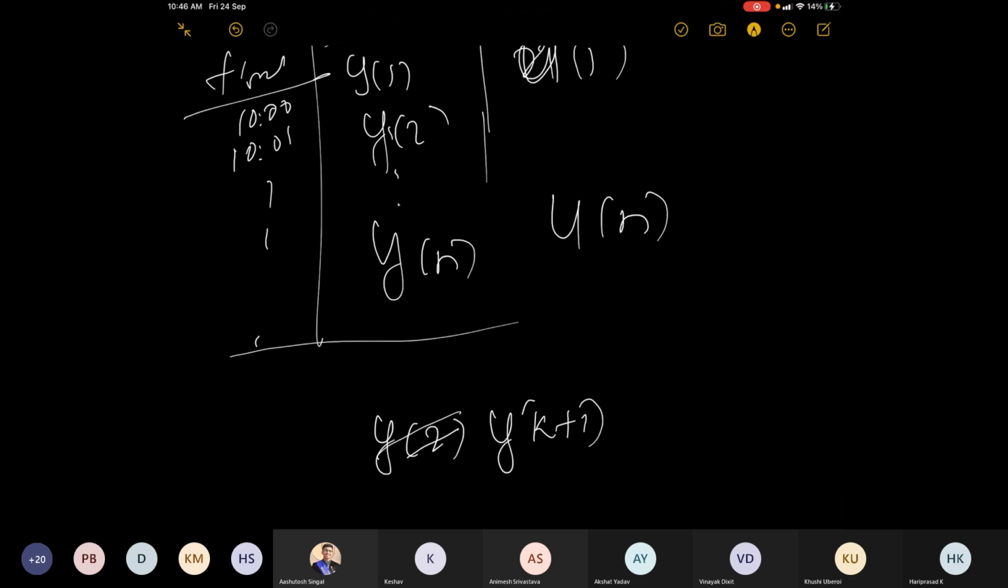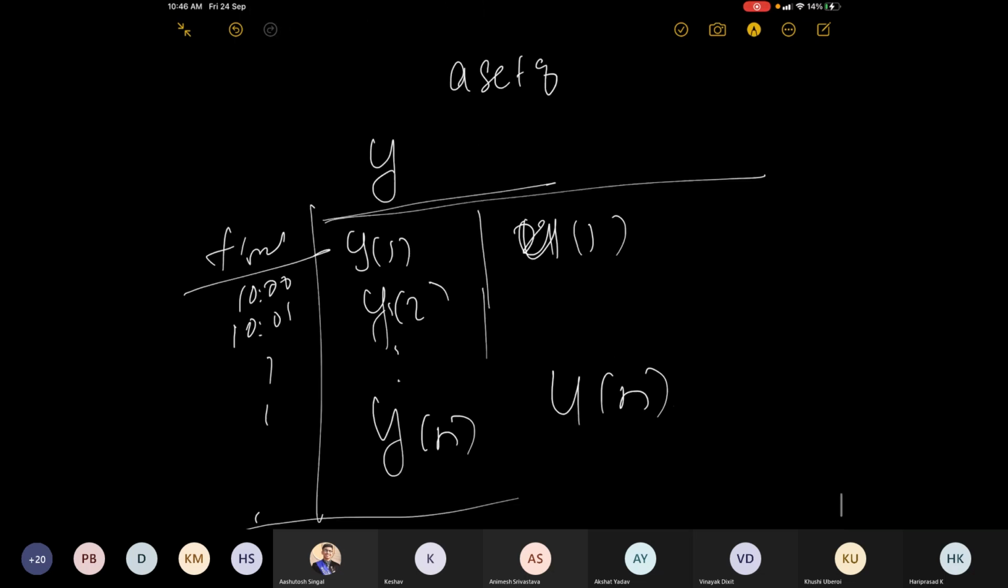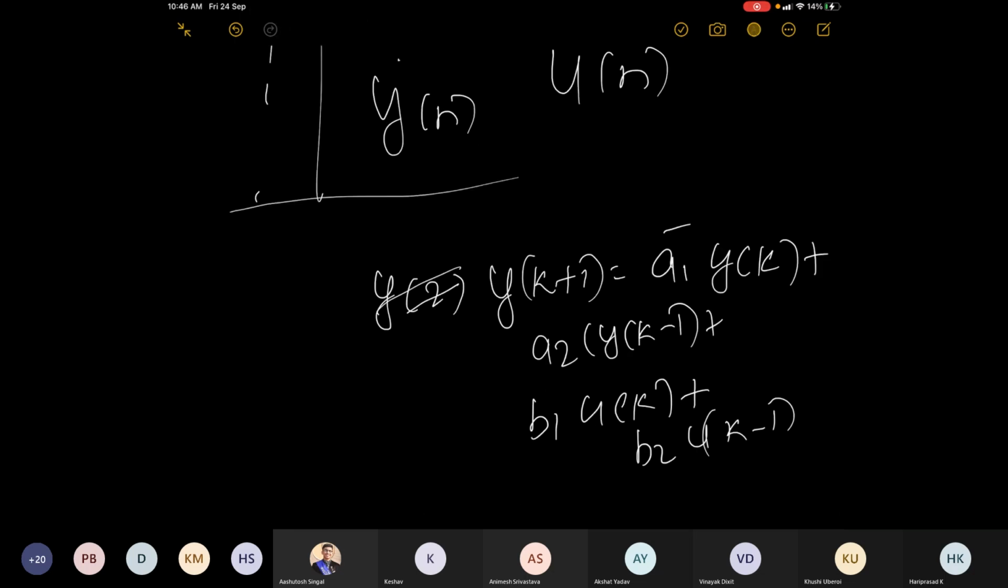y(k+1) is equal to a1 times y(k) plus a2 times y(k-1) plus b1 times u(k) plus b2 times u(k-1). So from this data, you can fit this model to get this a1, a2, and b1, b2. We are just leaving this aspect for now. I'm just saying how to do this.